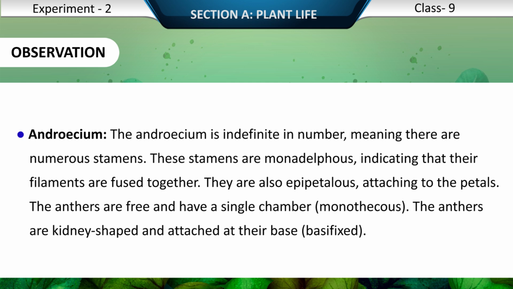Androecium. The androecium is indefinite in number, meaning there are numerous stamens. These stamens are monadelphous, indicating that their filaments are fused together. They are also epipetalous, attaching to the petals. The anthers are free and have a single chamber, monothecous. The anthers are kidney-shaped and attached at their base, basifixed.